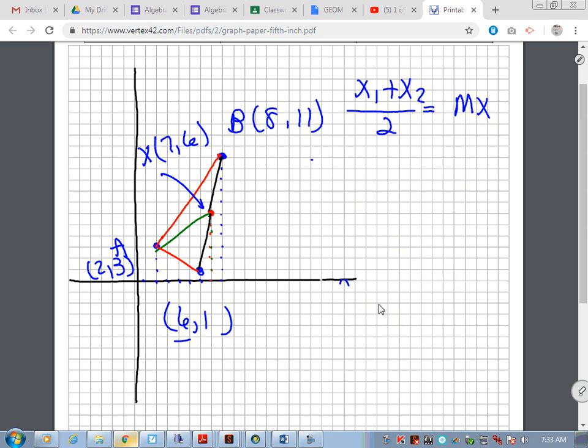Okay? So instead of x1 plus x2, we're going to do, let's see. If you can't tell, I've got a cold, so my brain isn't really working too well today.